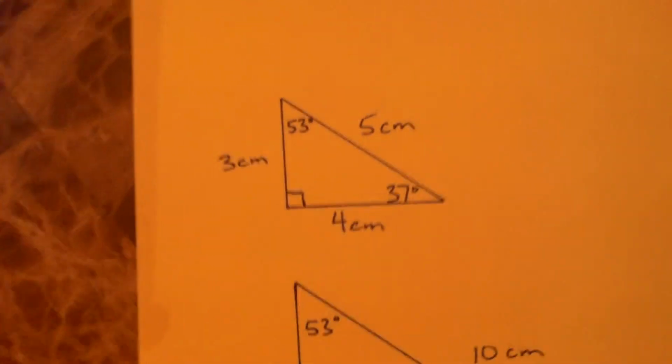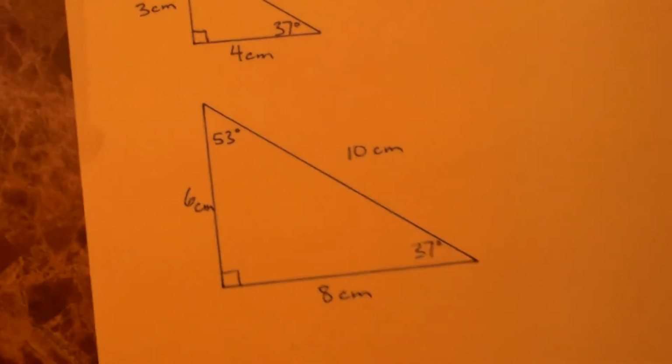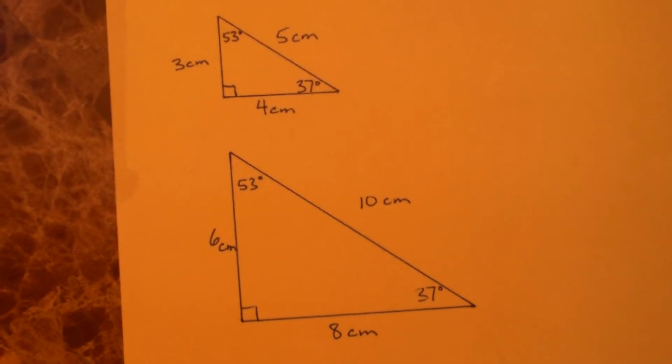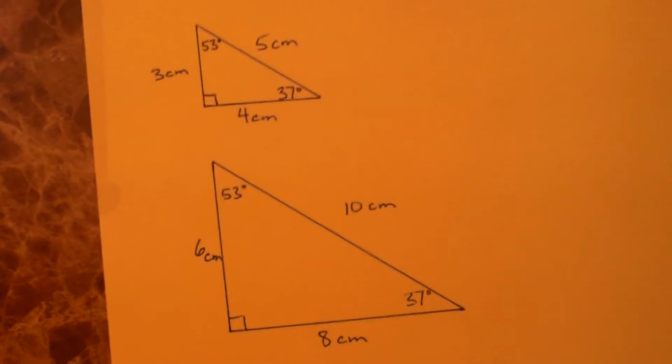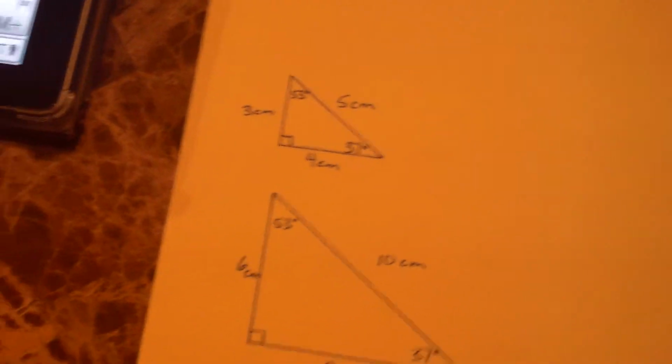Now, I happen to have these measured out so that the small one is exactly half of the large one, but they don't have to be. As long as you have the angles matched up the same, I could have chosen any proportion I wanted to demonstrate this, but just for the sake of this example, I kept it at double.